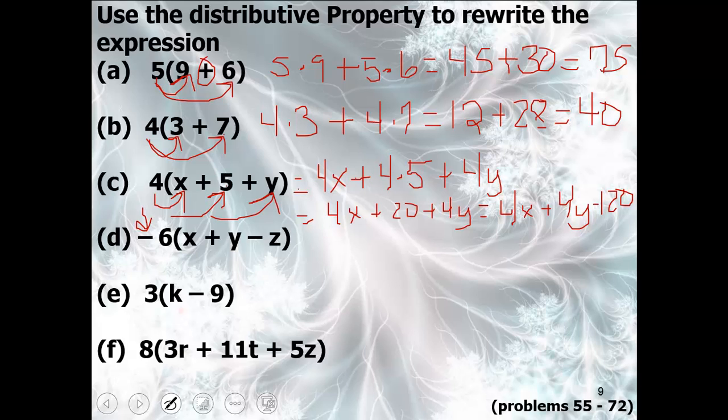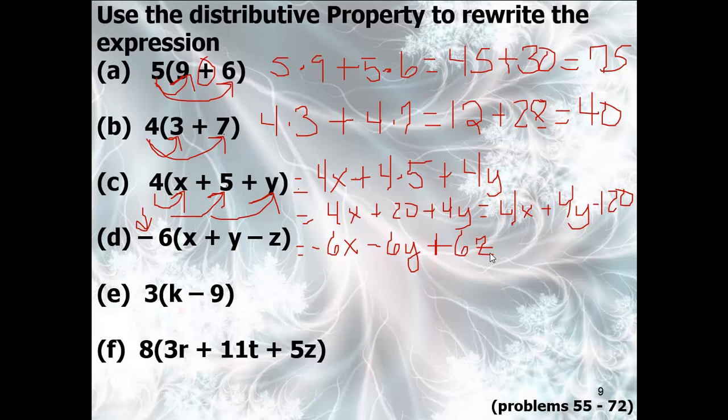Welcome back. I'm going to go negative 6 times x. And then I'm going to go negative 6 times y. And then I'm going to go negative times a negative. That gives me a positive 6 times z. You see how I did the sign flipper? This becomes a negative 6x because it's an understood positive in here. This positive y becomes a negative 6y. And this negative z becomes a positive. This is a sign flipper.